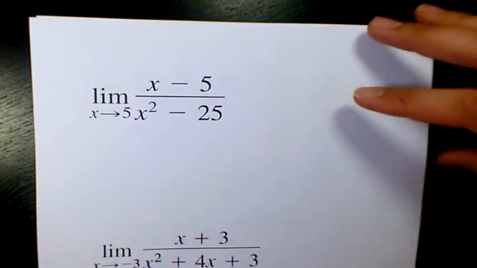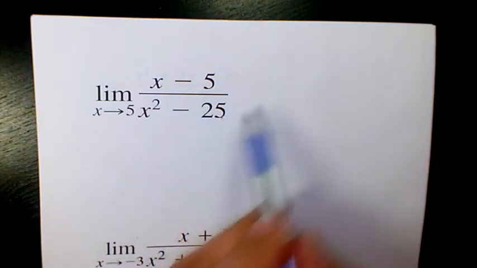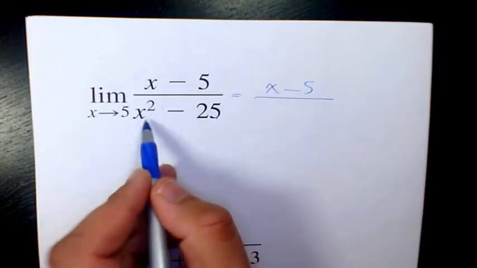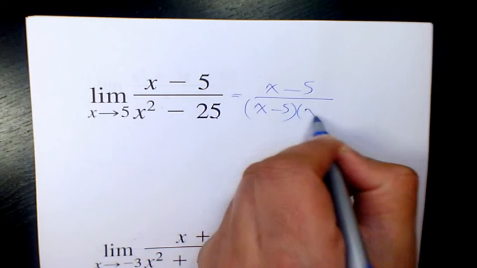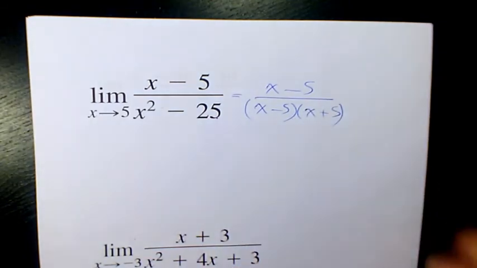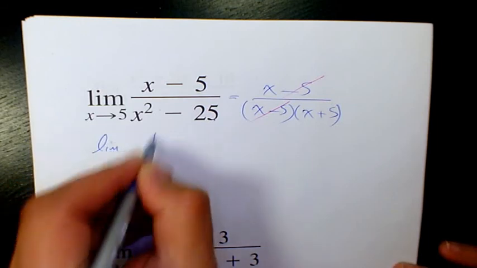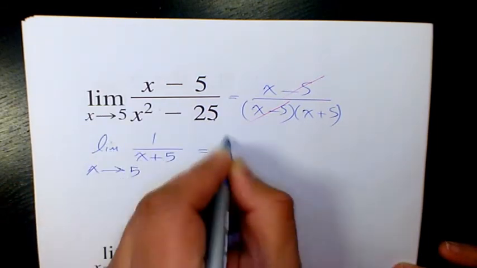Next example, the limit of x minus 5 over x squared minus 25. It's going to be 0 over 0, but we can factor it. Here, x squared minus 5 squared is going to be x minus 5 times x plus 5. These two cancel out, and we're going to have the limit of 1 over x plus 5 as x approaches 5. It's going to be 1 over 10.